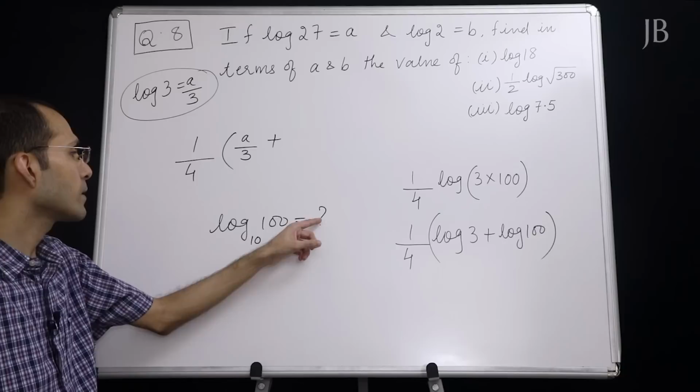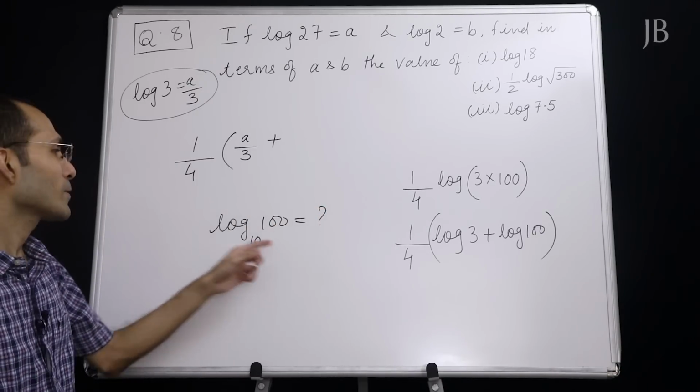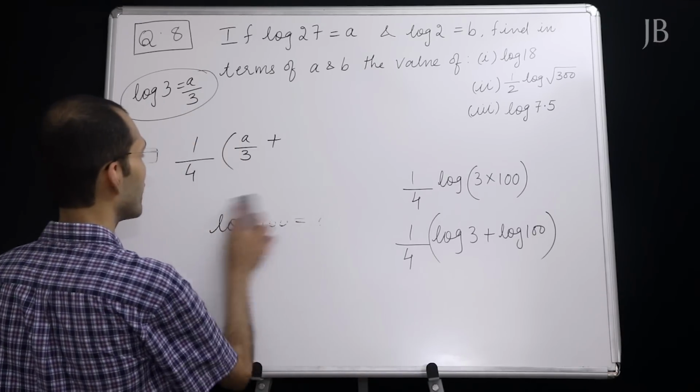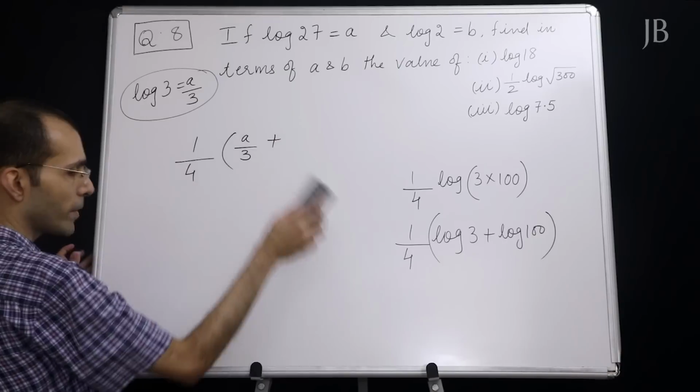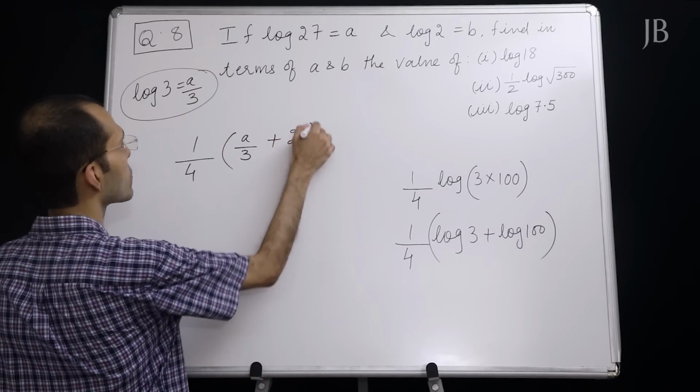10 raised to what will give you 100? 10 raised to 2 will give you 100. So log 100 to the base 10 is 2. So that data we have ready made. We don't have to depend upon the question for it. So log 100 is now 2.